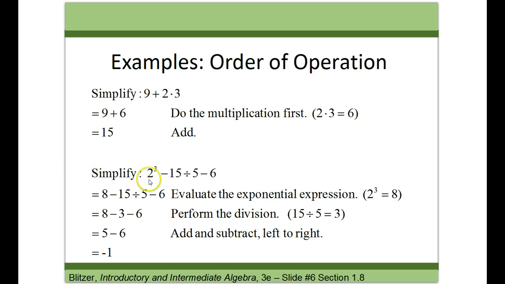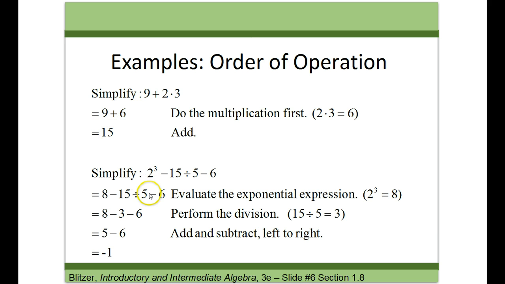So if we have the instruction to simplify this operation here, 9 plus 2 times 3, it's tempting to first try to add the 9 and the 2 and then multiply, but remember multiplication comes before addition in order of operations. So first we have to multiply the 2 times the 3 first. 2 times 3 is 6, we get 9 plus 6. Now we perform addition. 9 plus 6 is 15.